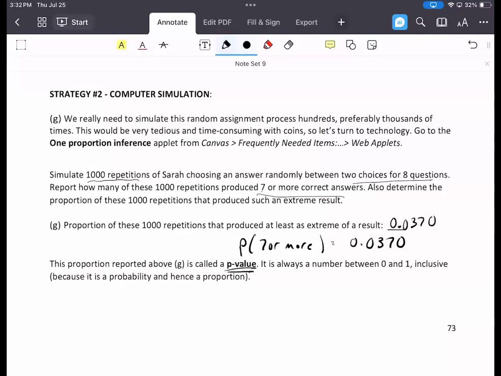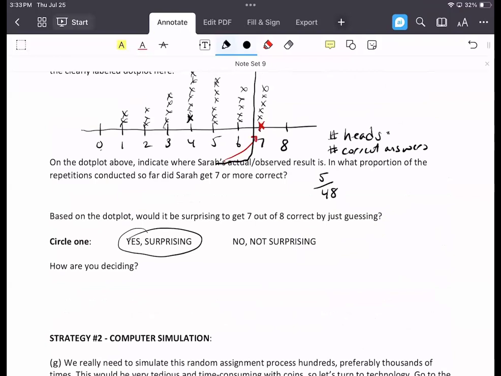So back where we were, there's the information recorded. So looking at that last sentence, this proportion reported above is called the p-value. It's a number between 0 and 1, inclusive, because it is a probability and hence a proportion. Now you may say, well, Sonia, this number is quite a bit smaller than 5 divided by 48. And it is. It's quite a bit smaller.